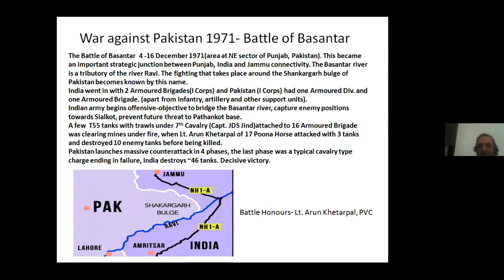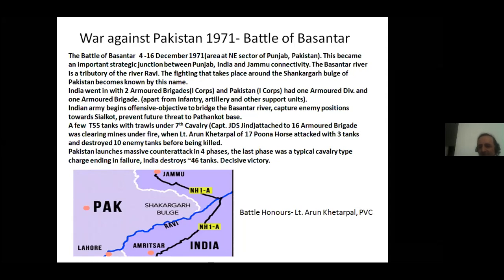And the most important aspect is we have to build a bridge and bridge the Basantar River. And this is where it's heavily mined. We have some T-55 tanks from the 7th Cavalry and then flail tanks basically to clear the minefields here. So the target is to clear about 9 channels open for the Indian Army to move ahead over there. They start clearing this, attached to the 16th Armored Brigade here and the 54th Infantry Division as well. So when this happens, they are doing this under heavy fire from Pakistanis.